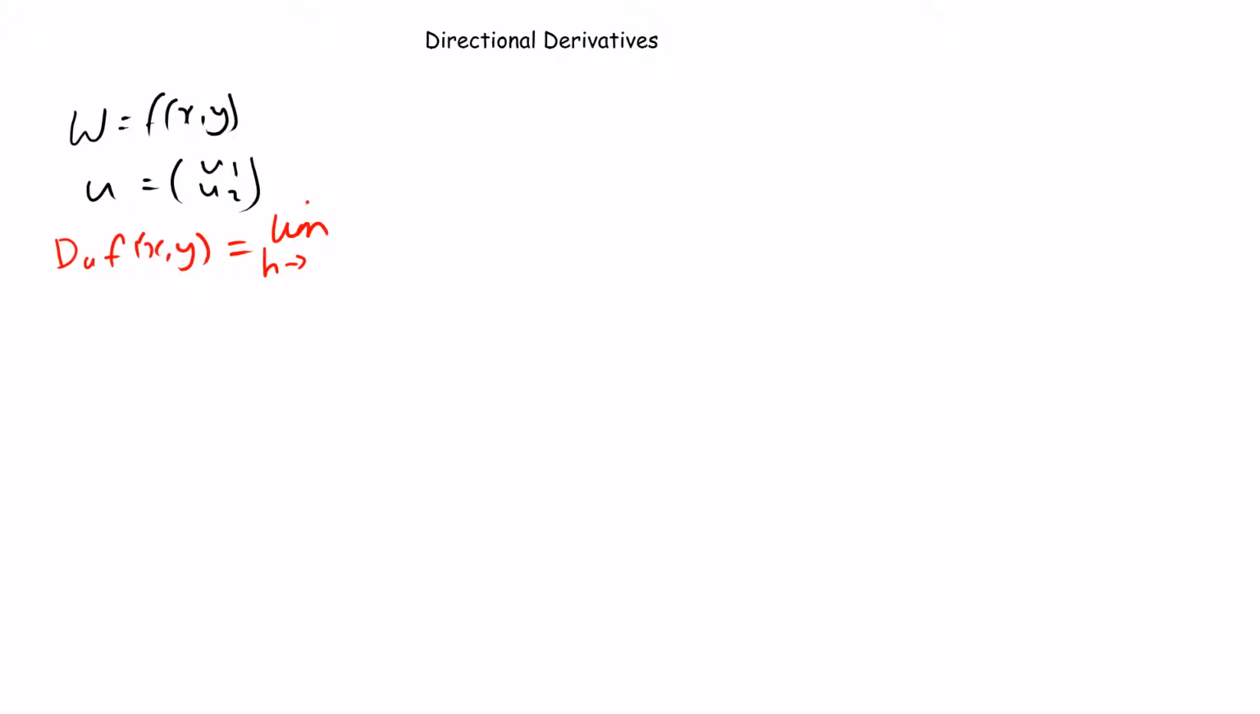Directional derivatives: if we let w be a function of x, y, so two variables, and we set u to be a unit vector in R2 with the components u1, u2, then the directional derivative of f at x, y in the direction of the unit vector u is denoted by D_u f of x, y, which is equal to the limit as h tends to 0 of f of x plus h times u1, y plus h times u2, minus f of x, y, all divided by h.